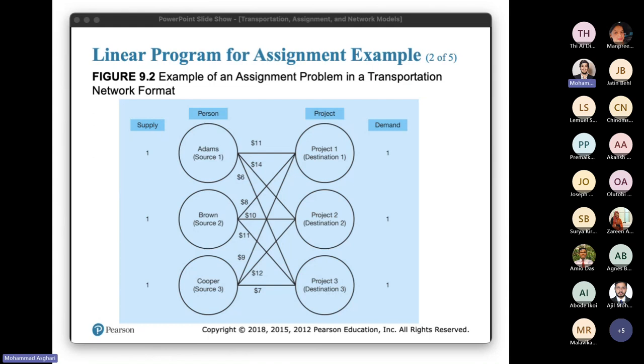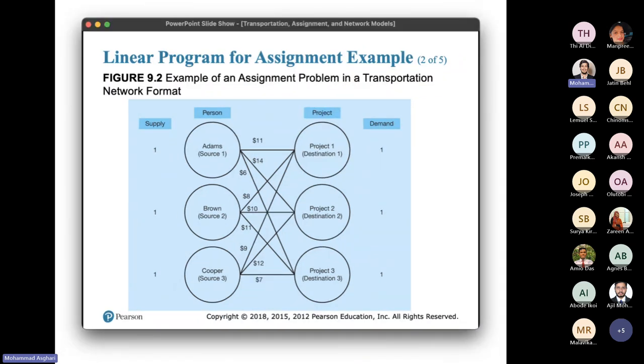This is a graphical presentation of what we are talking about. We have three different people, and you can see their names: Adams, Brown, and Cooper. Source 1, source 2, and source 3. This is exactly the same as a transportation problem, but instead of a capacity of 100 items, we just consider one as the capacity.